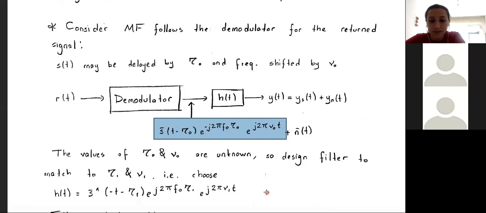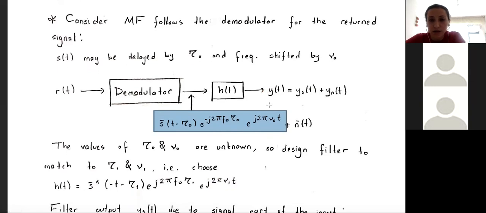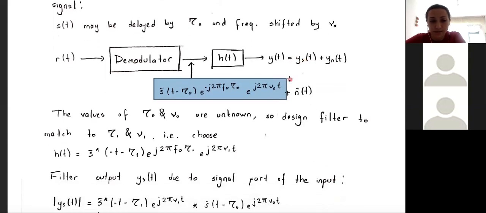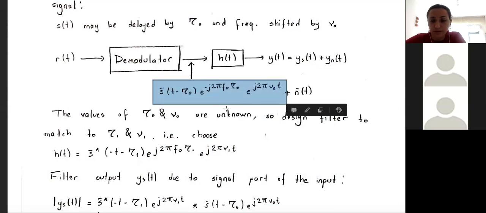Let's now understand our output signal y of t. As we said before, this is going to contain two terms, one term due to signal, one term due to noise. As the first thing, let's understand the signal part of the output. So let's understand y_s(t). What is y_s(t) going to be? The y_s(t) signal is going to be due to the signal portion of the input signal to the system.